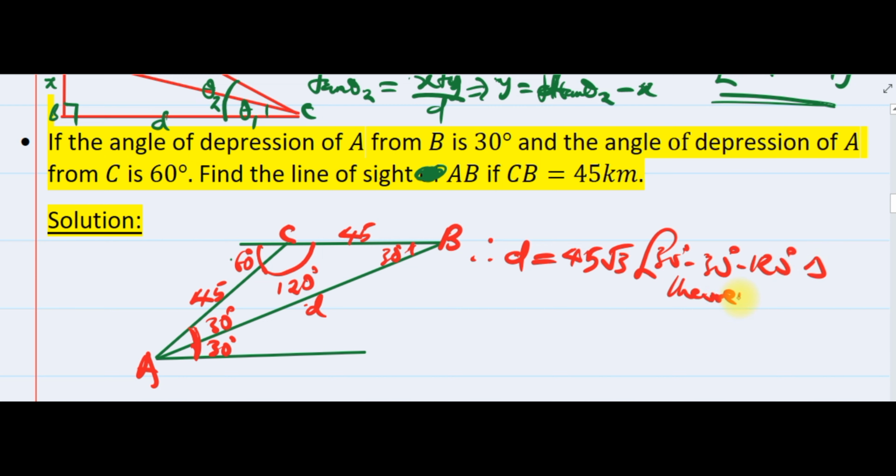I don't know whether you've heard of such a theorem. It's easy to understand that if you are given any 30, 30, 120 triangle, if here is X, here is also X by the isosceles triangle theorem. Finally, here is X root 3. The one opposite 120 degrees is always X root 3. So looking at this diagram, 45, 45, this should be 45 root 3. So that's it.